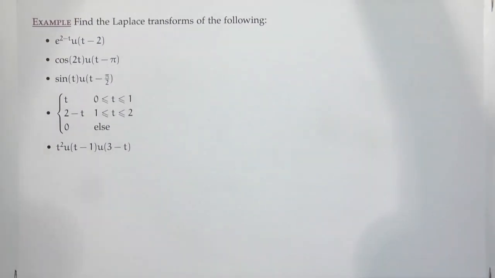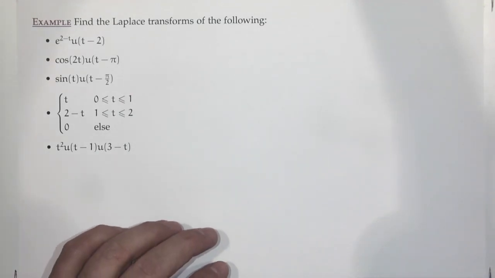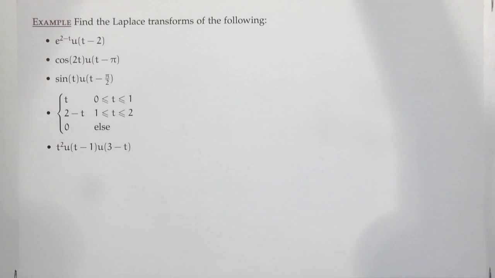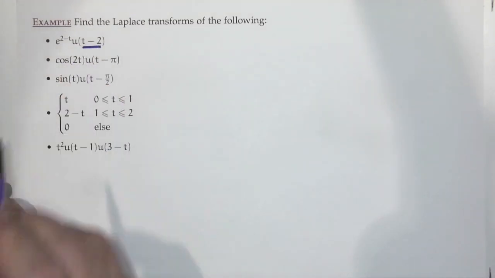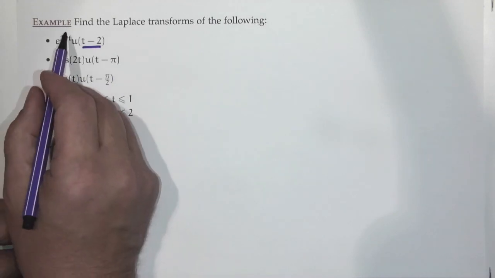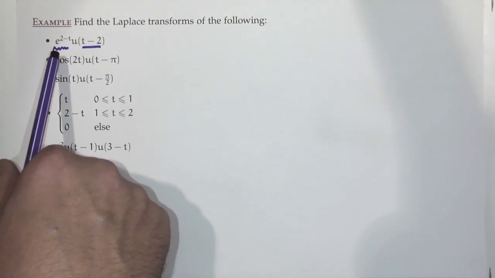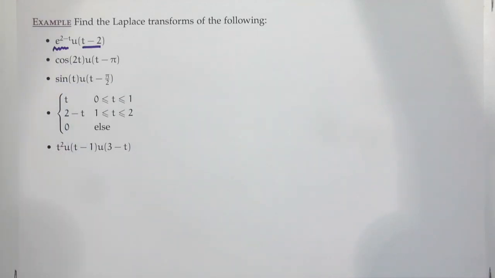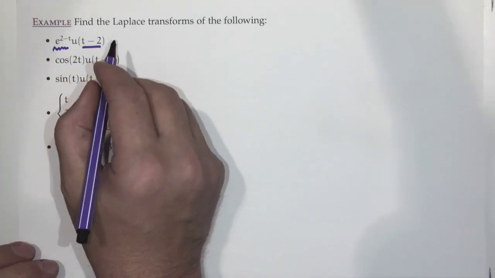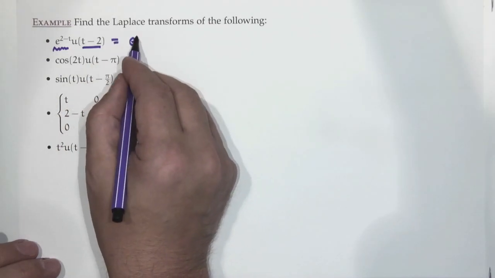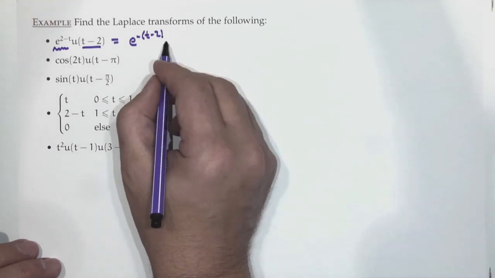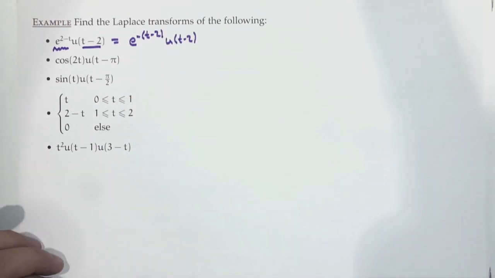Example. Find the Laplace transforms of the following. Oh, we're going to get lots of practice here. e to the 2 minus t times u of t minus 2. So we'll start with that one. Now, we see a t minus 2 because it's there. That says I want to rewrite the function part in terms of t minus 2. So is there an easy way for me to rewrite e to the 2 minus t as something involving t minus 2? Yeah, so we say, aha, this is e to the minus (t minus 2), u of t minus 2.